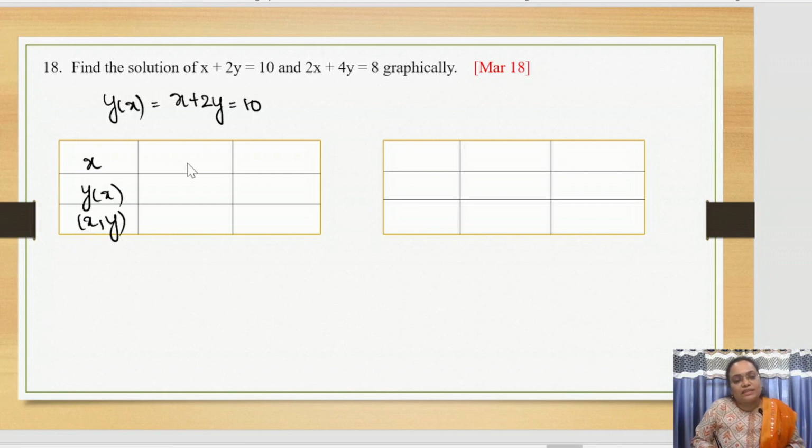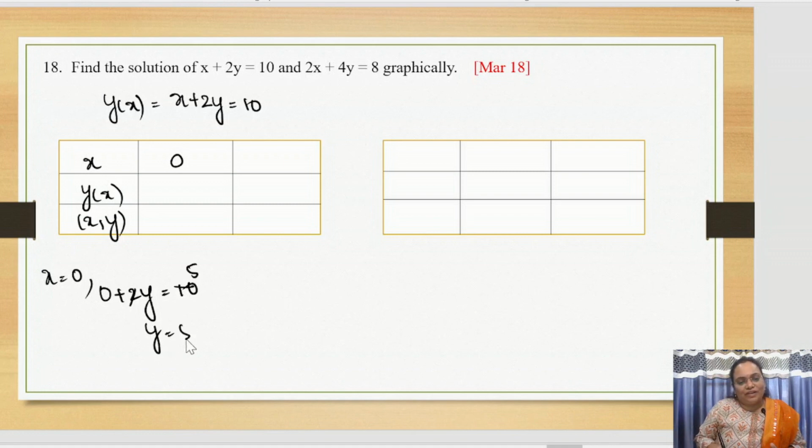So let us put x is equal to 0 and find the value of y, and let us put y is equal to 0 and find the value of x. When you put x is equal to 0, this will be 0 plus 2y is equal to 10. So you will get y is equal to 5. When x is 0, y will be 5. The coordinates are 0 and 5. When y is equal to 0, this part will be 0, right? So x will be 10. Coordinates are 10, 0.